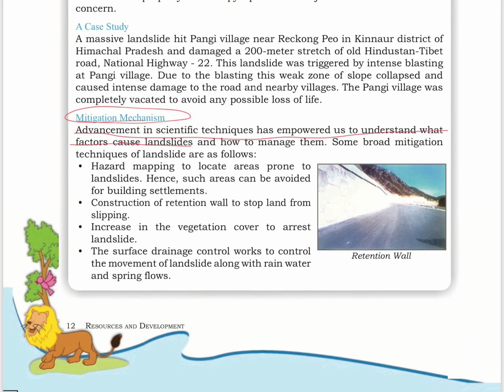Next, coming to mitigation mechanism. Here they gave some precautions. They are hazard mapping to locate areas prone to landslides. Hence such areas can be avoided for building settlements. Construction of retention wall to stop land from slipping, increase in the vegetation cover to arrest landslide, the surface drainage control works to control the movement of landslides along with rainwater and spring flows. Here you can see a picture of a retention wall.